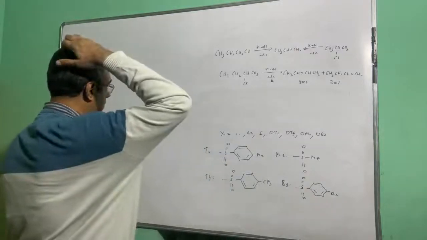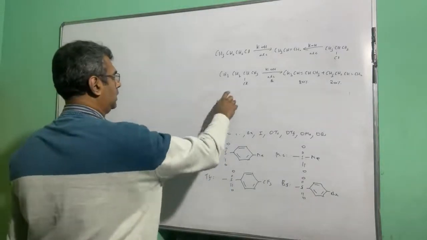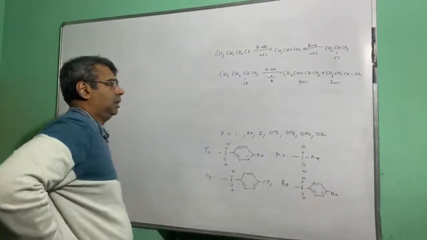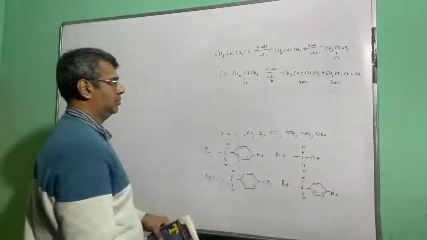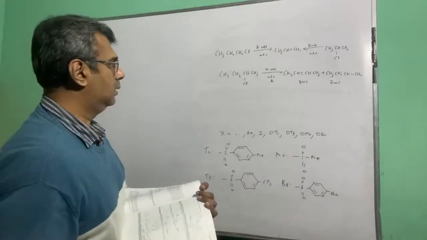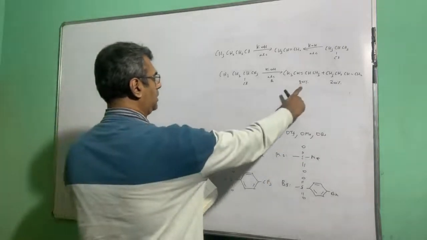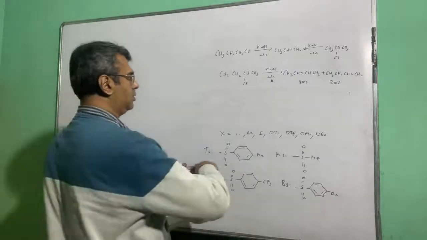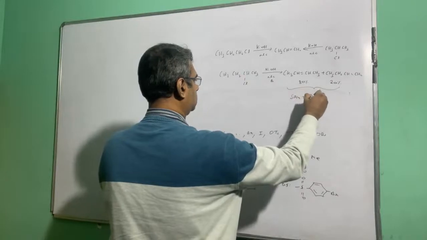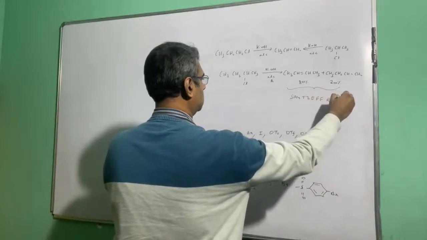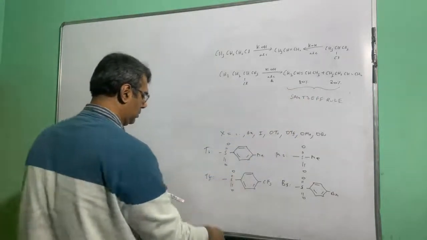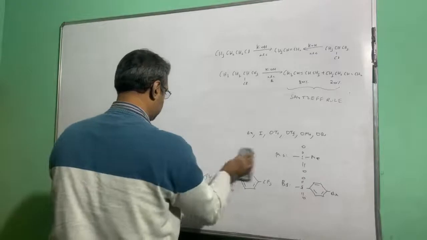Okay, so if it is an alkyl halide like this, then you will get 80% of the more substituted product and 20% of the less substituted product. So the fact that the more substituted product is 80% and the less substituted product is 20%, this is called Saytzeff rule.